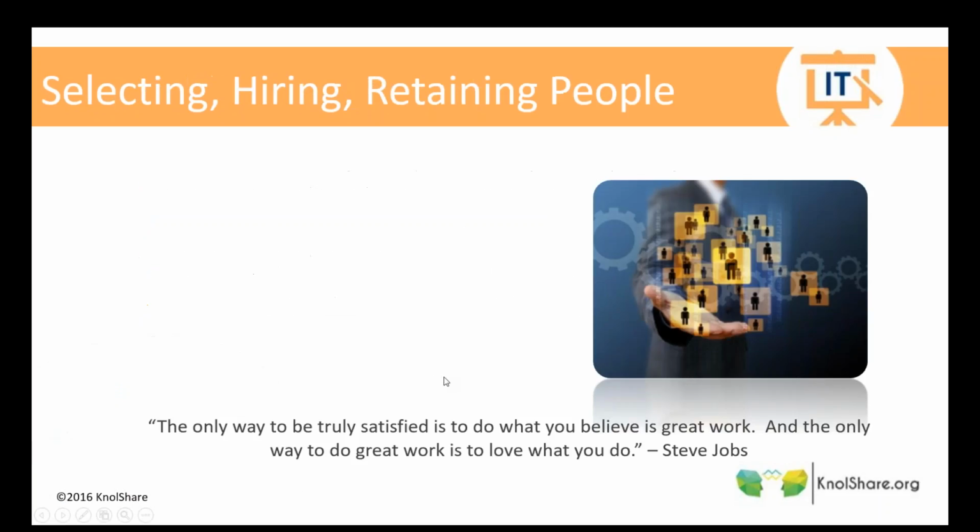So leadership has to be engaged to make sure that they can provide a great space for people to work, grow, and learn. One of the greats who created a great software company, Steve Jobs, said, the only way to be truly satisfied is to do what you believe is great work. And the only way to do great work is to love what you do.